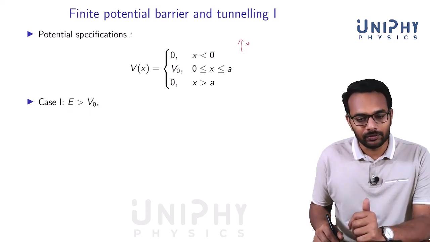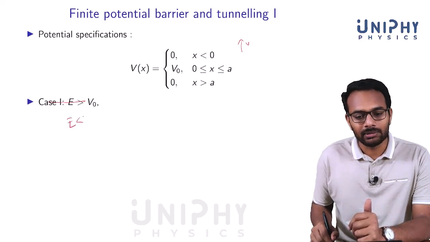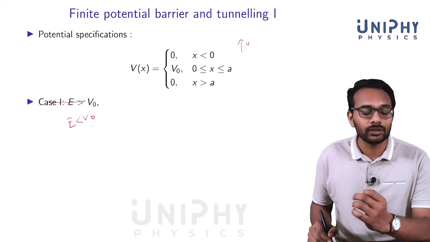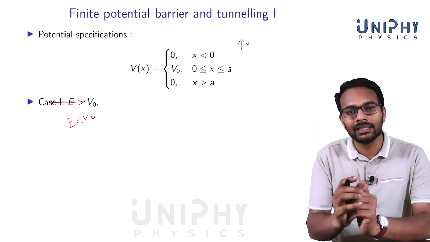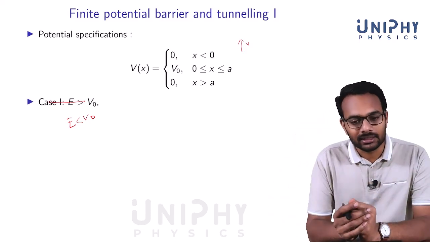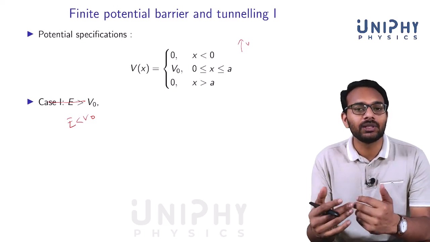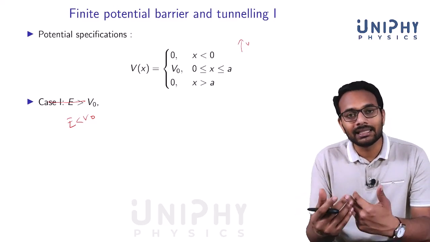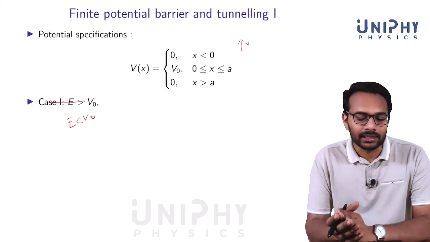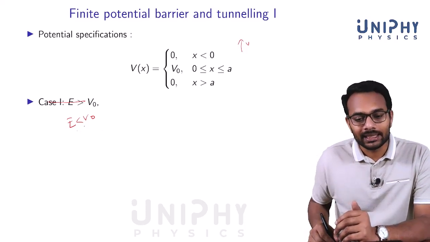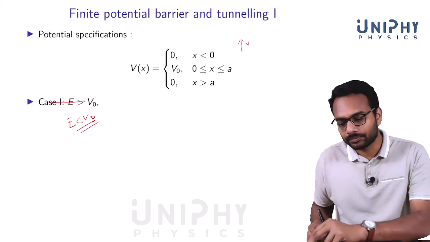We'll be focusing on, sorry, not E less than 0, E less than V0. It means that the total energy of the particle is less than the height of the potential barrier, all right? We'll be discussing that case. That's where we see some classically non-occurring phenomenon called tunneling. So we'll be focusing on the E less than V0 case only.